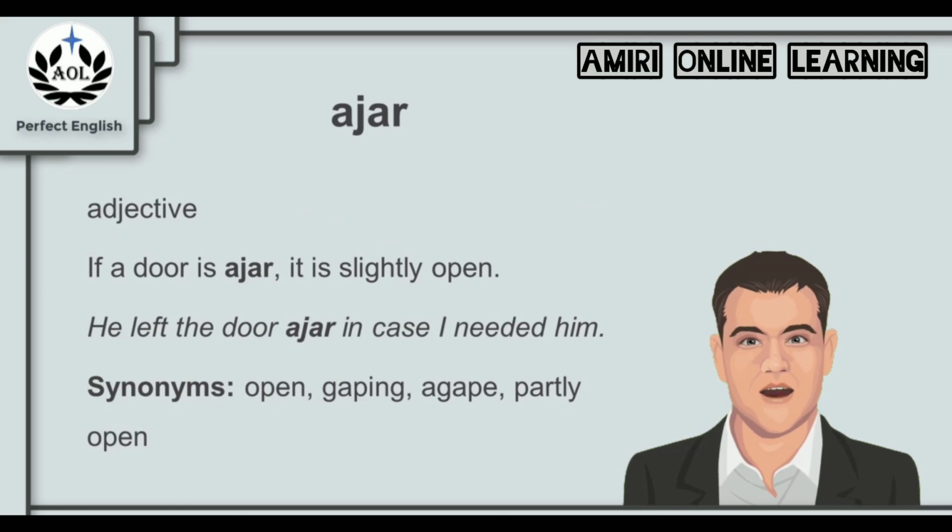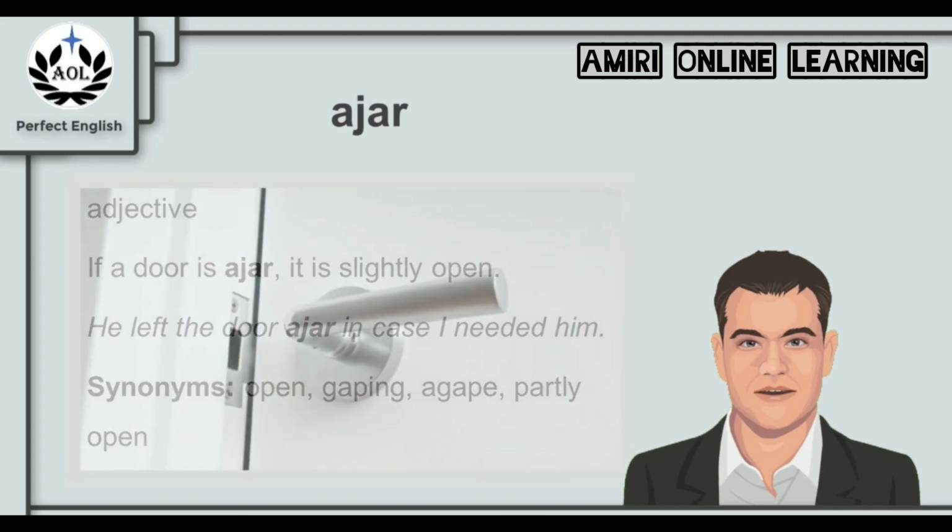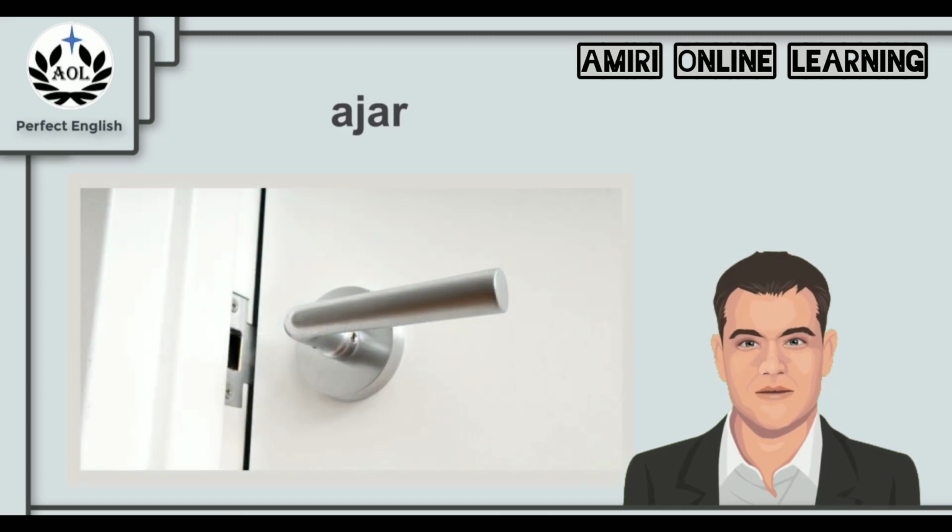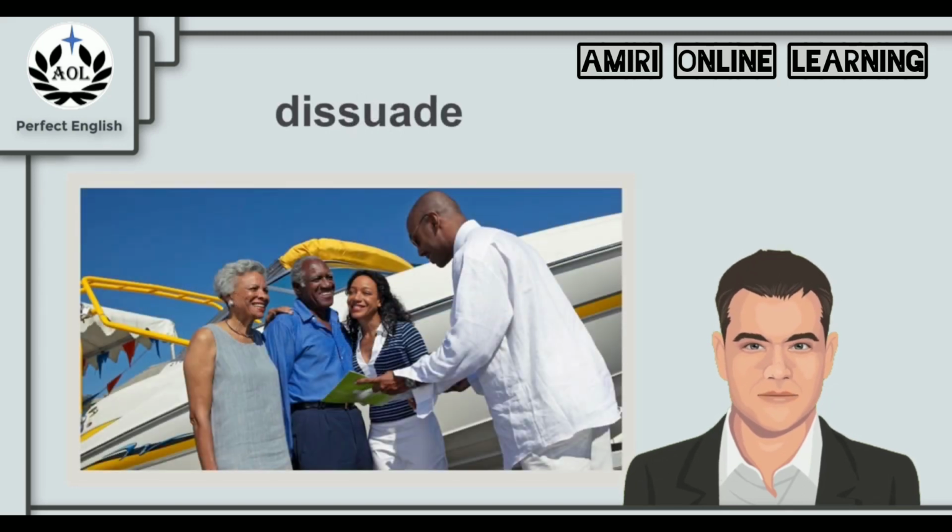If a door is ajar, it is slightly open, just like the way we saw it in the picture. For example, he left the door ajar in case I needed him. And synonyms for ajar are the words open, gaping, agape, or partly open. So the next time you remember the picture of this door, partly open, remember the word ajar and what it means. And now for the next keyword, dissuade.